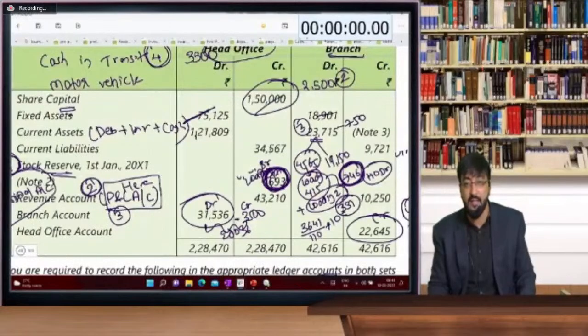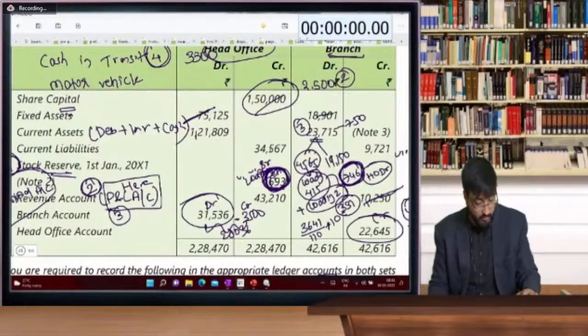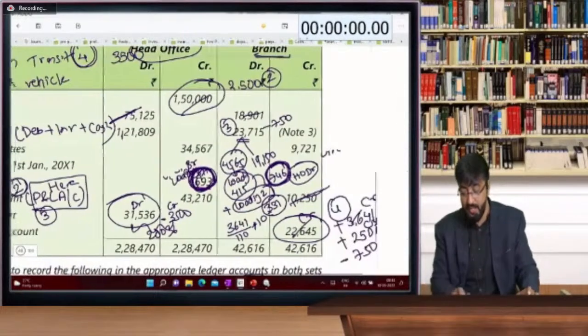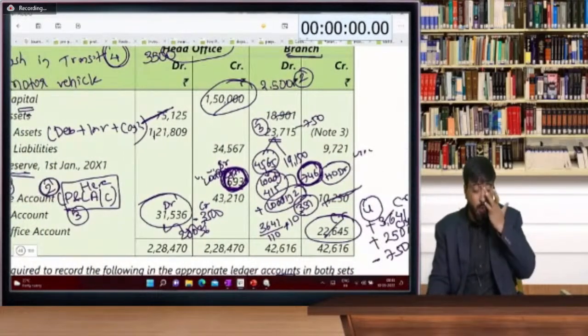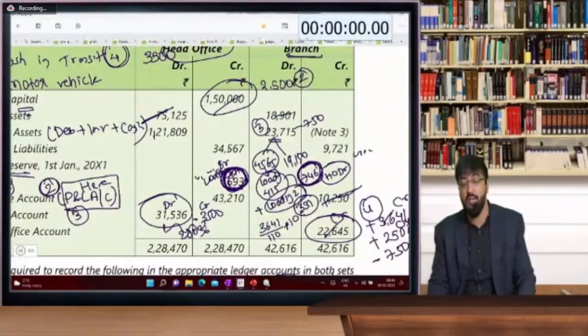Current assets, yes, changes. So open it. Current liability, no changes. Revenue account, no changes. I'm asking about branch accounts, beta. I'm not asking about head office account. In head office accounts, yes, there will be a change due to stock reserve. And the last account, head office account, has been adjusted, so it has to be open. So open those accounts in which you are getting changes.